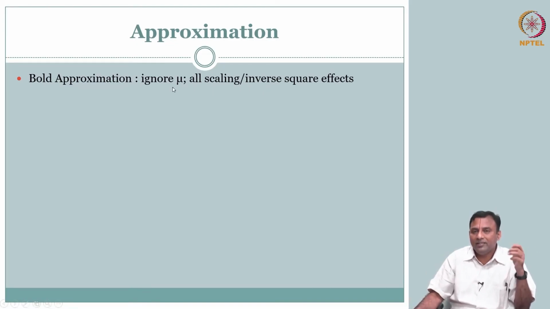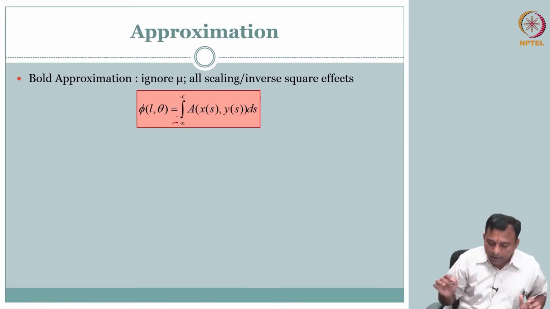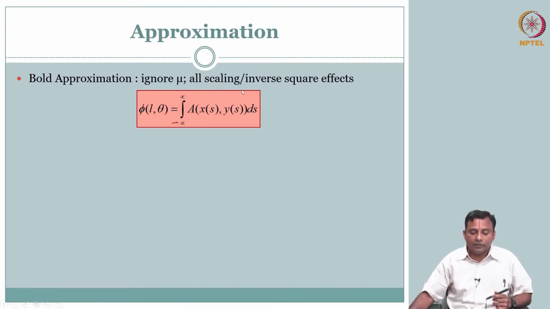So really, these are details which are complicated, but it turns out this bold approximation still is very powerful and is very useful. That is, they are able to get a recon that is reasonable to do clinical diagnosis. So if you do that, what do you get? Phi of L comma theta is the integral from minus infinity to infinity of a of xs comma ys ds. How does this look? Essentially it is saying I am just integrating from minus infinity to infinity along this line.